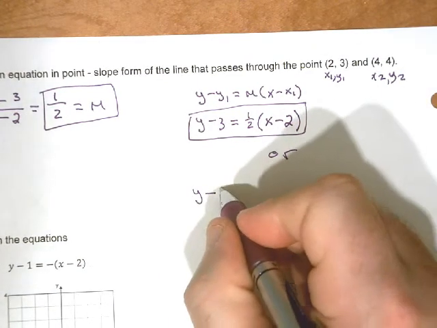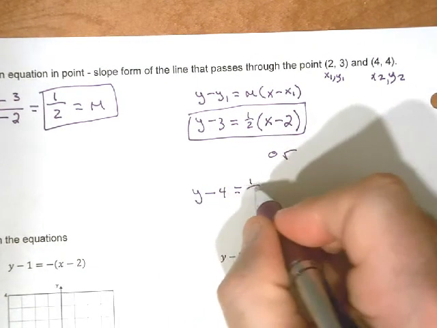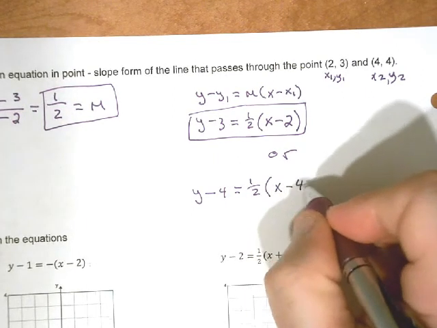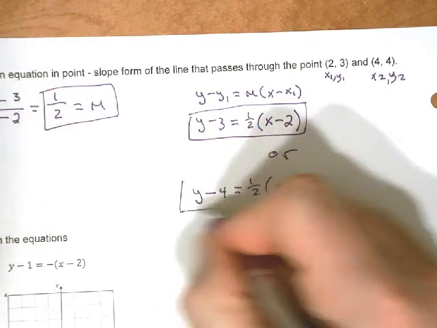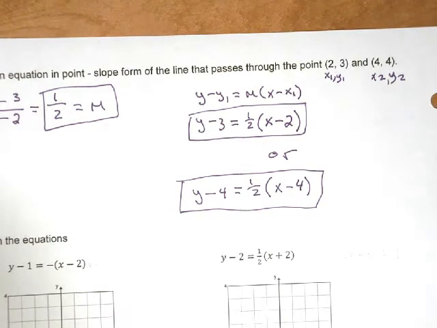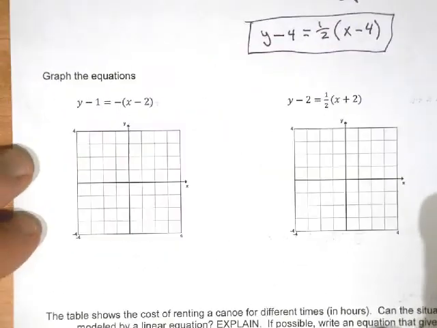Just plug those in. Y minus, my y value is 4, equals, the slope is still 1/2. And then x minus 4. There is a valid second answer. So you actually have 2 valid answers for that. That will give us our equation, which we're going to learn how to graph out right now.